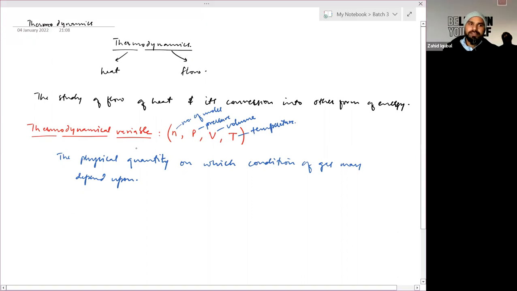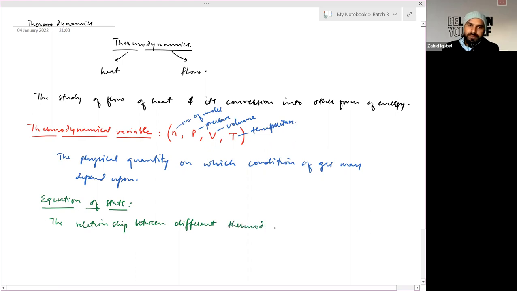Next, there will be a relationship between these thermodynamical variables to define the condition of gas at any instant, and that expression is called the equation of state. So equation of state is the relationship between different thermodynamical variables which defines the condition of gas at any instant.